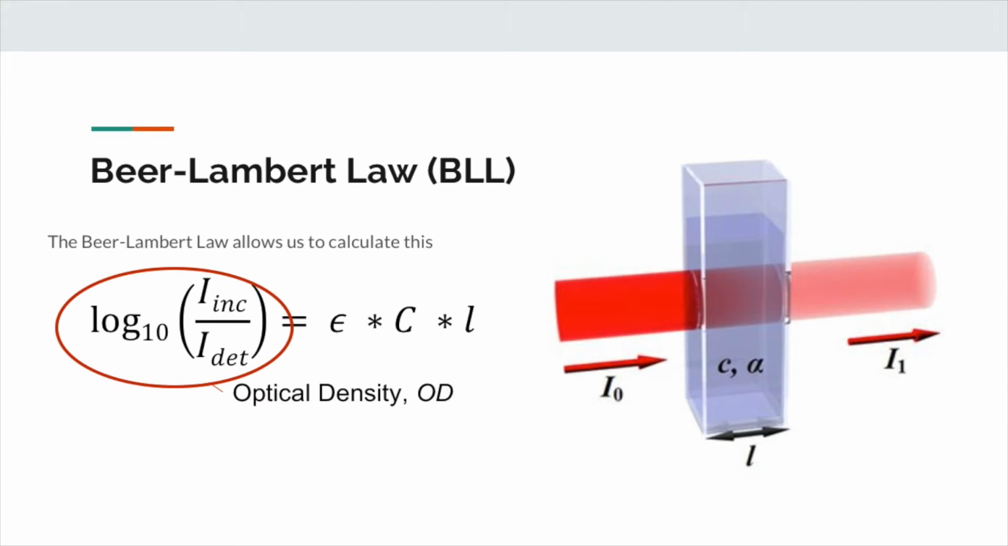This little portion on the left side of the equation is called optical density, and that's just important to know because in the fNIRS world it talks a lot about optical density. That's the first step in computing your concentrations in a lot of the software packages, etc.